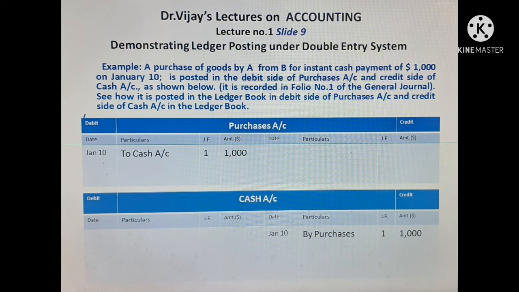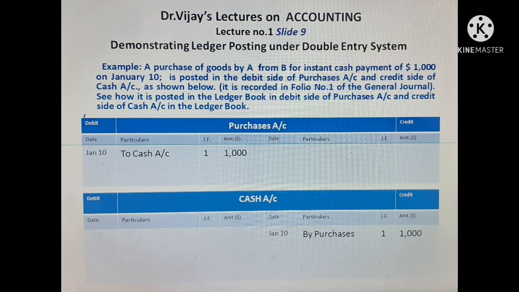Here, look how the posting is done. In purchase account debit side, January 10 date is shown, then in the particulars column, cash account is shown with the prefix To. Look, in purchase account what is shown is cash account. So in one account you will show the name of the corresponding account in the particulars column, here in the debit side with the prefix To.